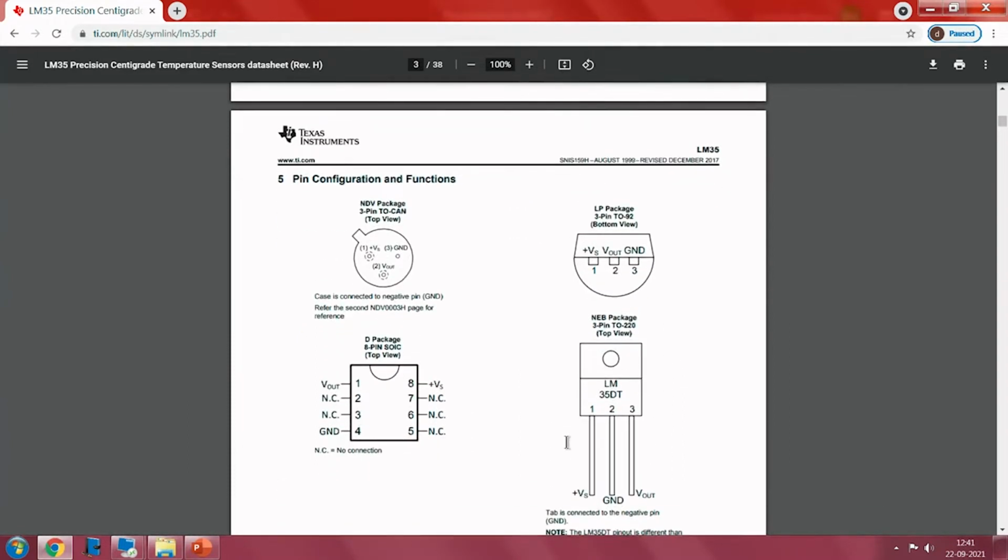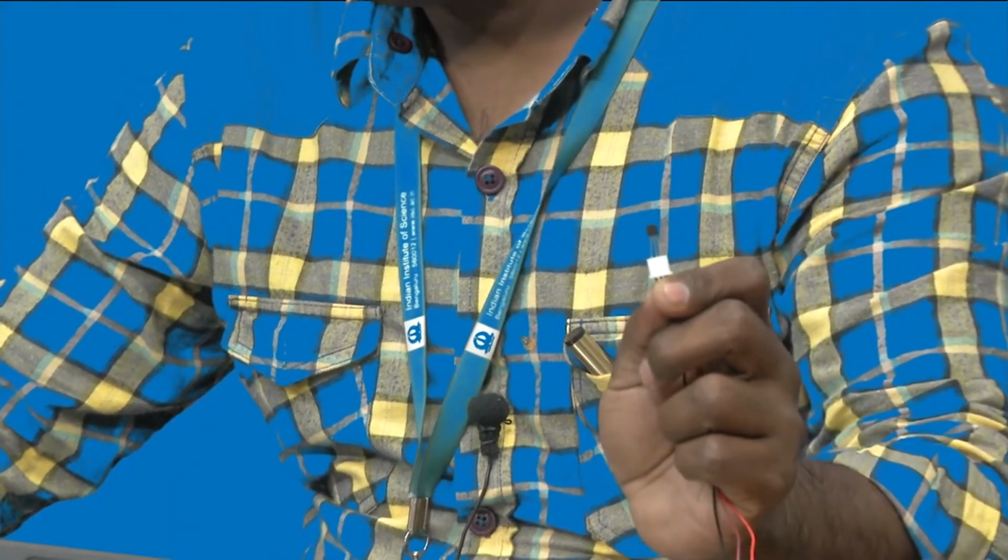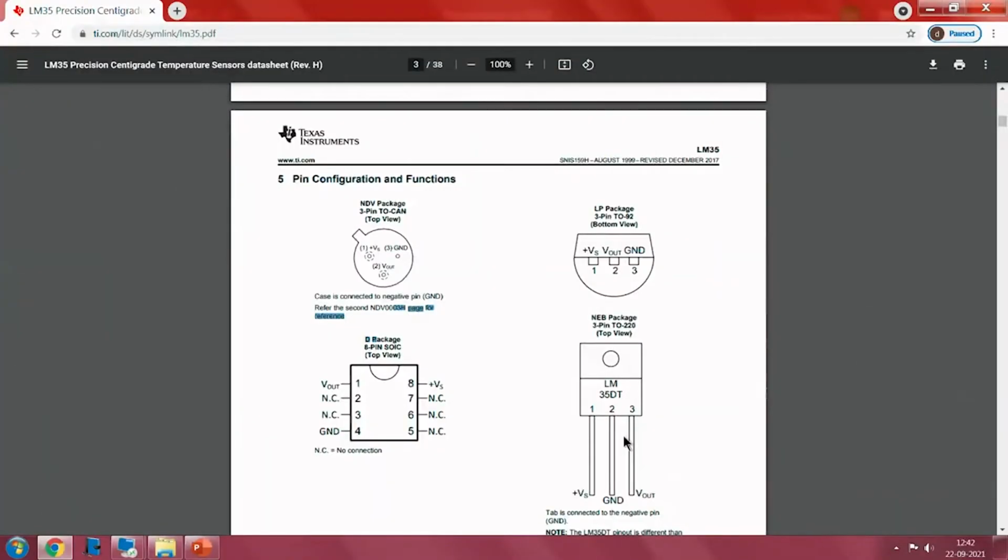So these are the different packaging things. Right now whatever I showed you was T092, okay, and there are other packages, TO-CAN, SOIC, then we also have LM35DT, this is another package, TO220 package. The package which is in my hand is T092. Now if you see from the flat side and keeping it down, the left side is Vs, Vout is the center pin and the ground pin is the right side.